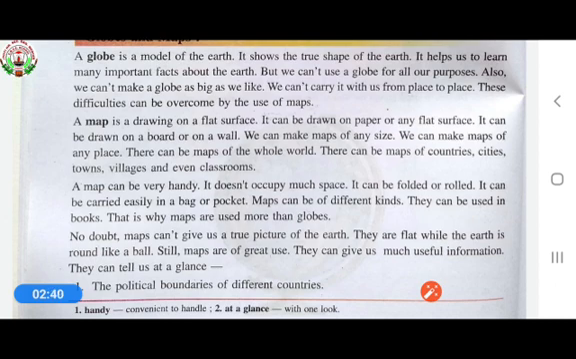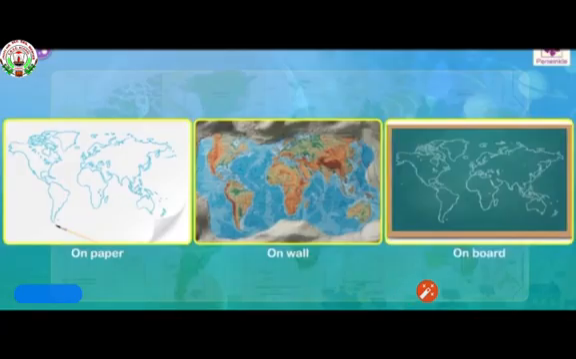Maps can be of different kinds. They can be used in a book. They can be drawn on a board, on a wall or on paper. We can make maps of any size and they are of different types. That is why maps are used more than a globe.